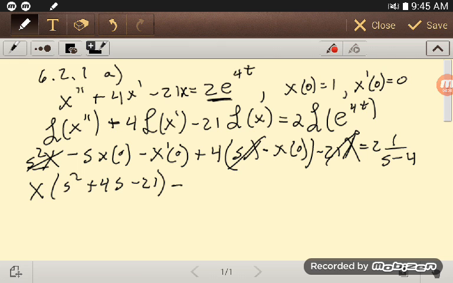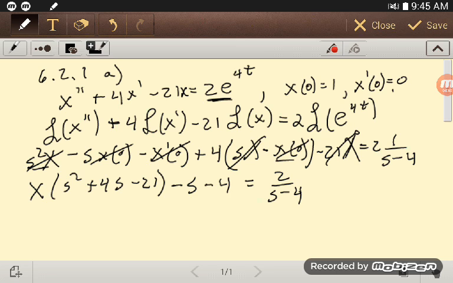And then minus x of 0 is 1, so minus s. X prime of 0 is 0, so nothing there. And then minus 4 times 1. So that took care of that. I've gotten that. I have everything on this side, I believe. And so that equals 2 over s minus 4.